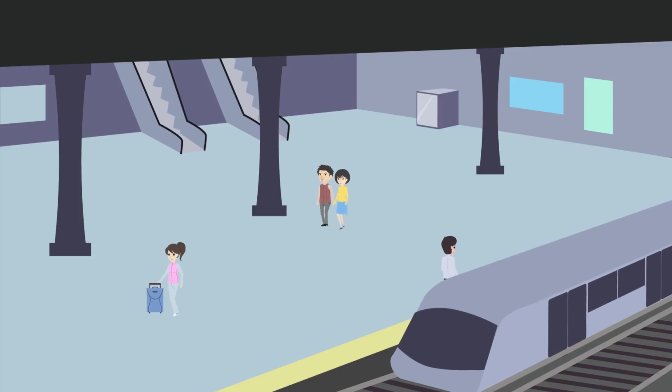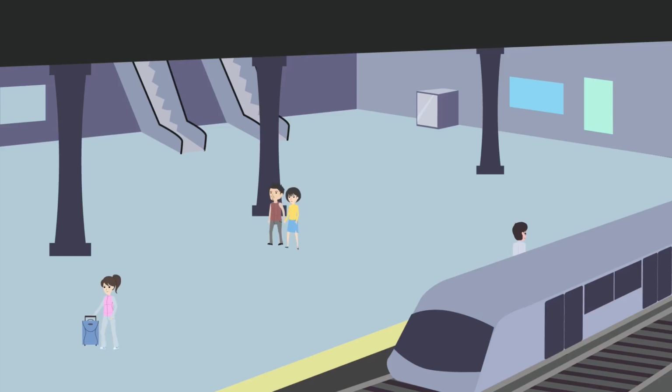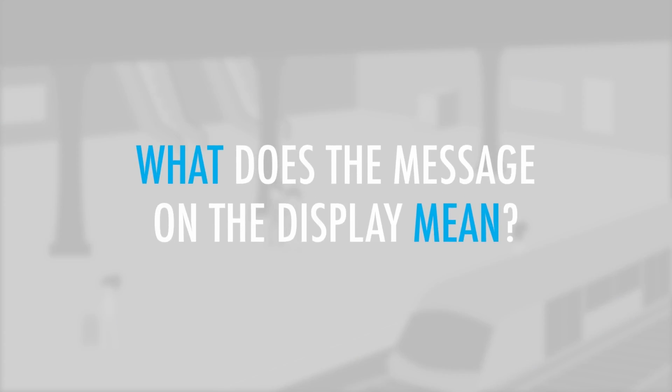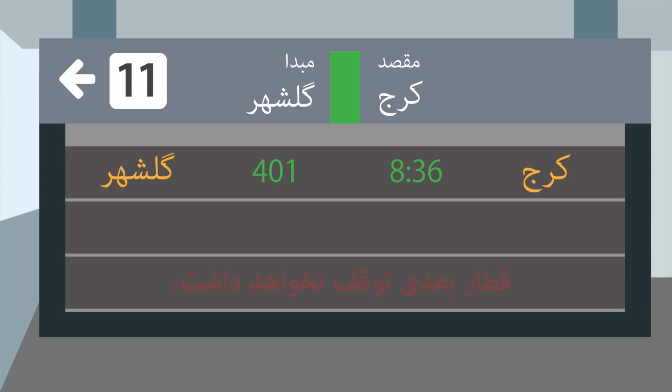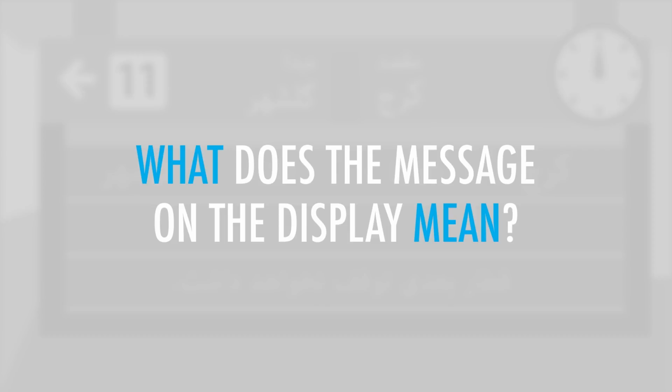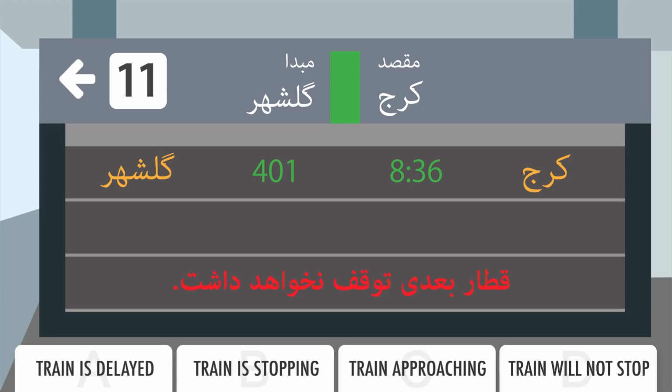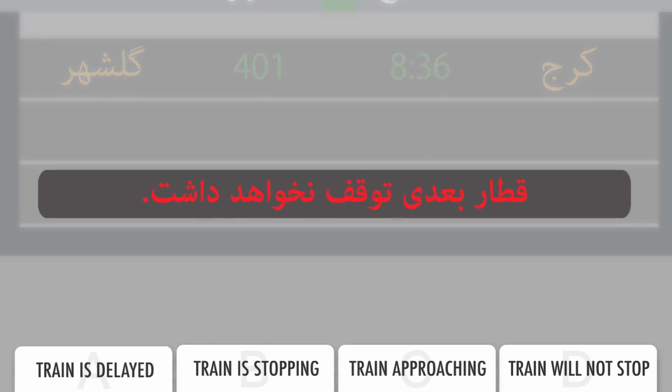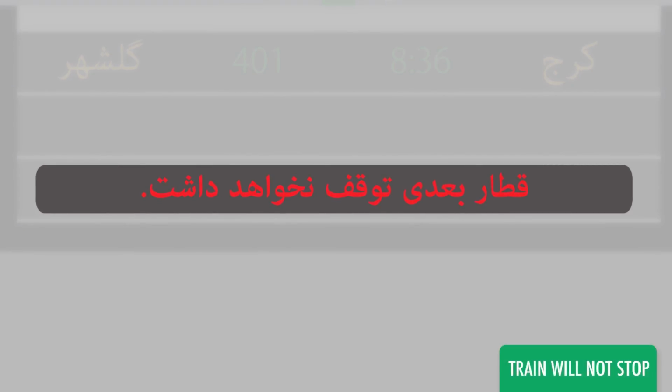You are on a platform at a train station where you're waiting for your train. Suddenly, a message appears on the display. What does the message on the display mean? The display reads, "The next train will not stop."